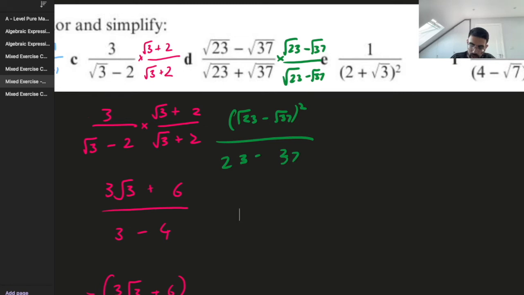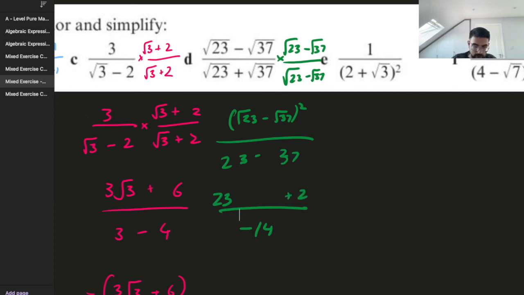So here, when we do 23 minus 37, we end up with, yes, can you tell me? That's correct. We are going to end up with minus 14. Right. So when I expand this out, I'm going to get 23 plus 27.